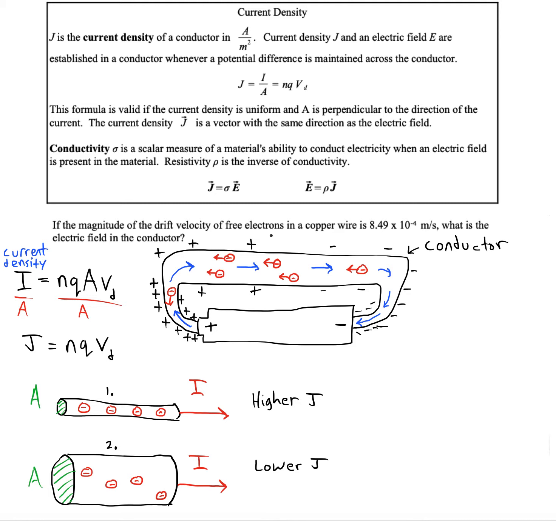Let's try to solve the given problem. If the magnitude of drift velocity of free electrons in copper is 8.49 times 10 to the minus 4 meters per second, what must be the electric field in the conductor? I'm going to start here with the drift velocity. Then I'll calculate the current density. And then from my current density, I'll use this new formula to figure out the electric field. So let's start here with current density.